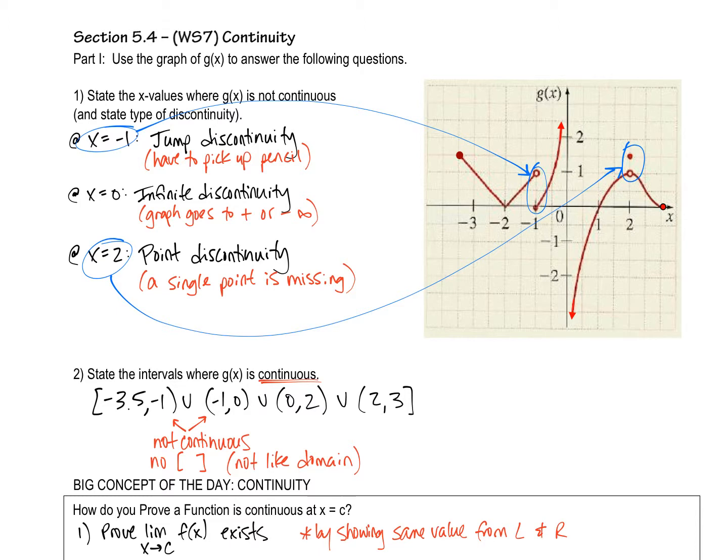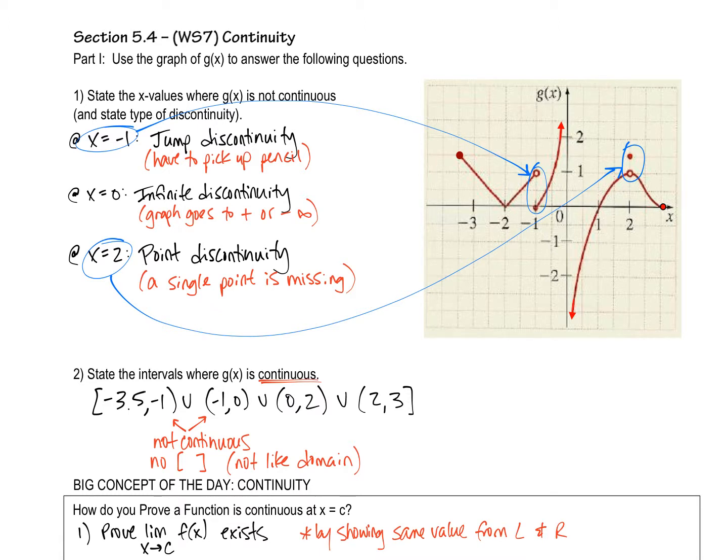Okay, for number 2, state the intervals where g of x is continuous. This is kind of similar to when you were in Algebra 2 last year and you had to do intervals for the domain or the range. This is a little bit different. It's not like the domain because it's a different type of open circle, closed circle, bracket, parenthesis situation. So that's the difference. But these are all x values here. That's how you define intervals, you always talk about the x values.